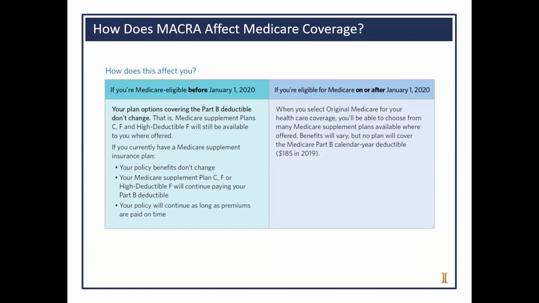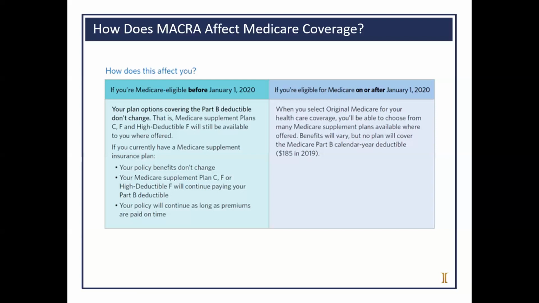So how does this affect the client and Medicare coverage? If you have a client who was enrolled in Medicare before January 1st, 2020, and they are on C, F, or high deductible F, those three plans are the only three plans that do cover the Part B deductible. If they are on those plans already, they can stay on those plans and continue on them. Those plans are not changing for anyone that was eligible or on those plans before January 1st, 2020. Nothing's going to change to their benefits. The C, F, or high deductible F will continue paying their Part B deductibles, and as long as the premiums are paid on time, they can remain on those plans, no problem.